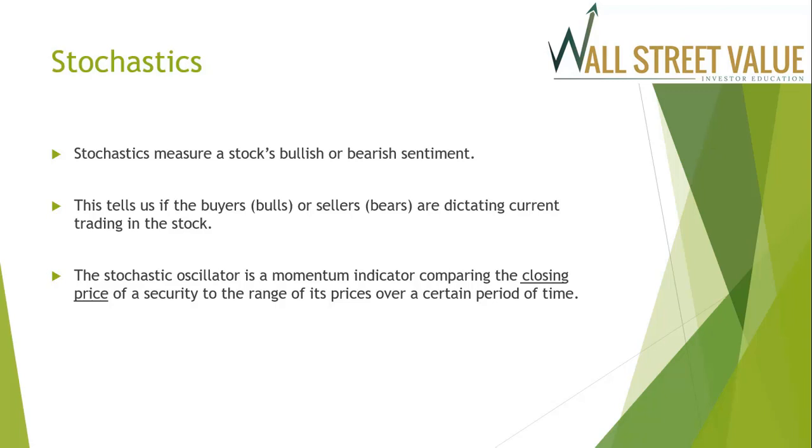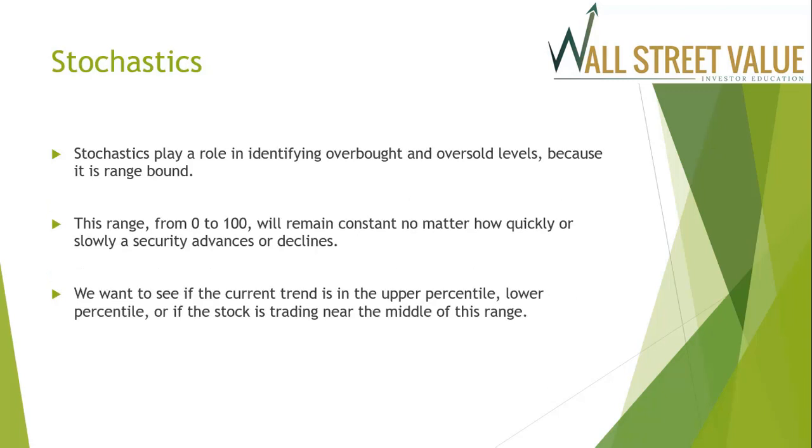Next is stochastics. This is a measure of a stock's bullish or bearish sentiment. This tells us if the buyers, also known as the bulls, or sellers, also known as the bears, are dictating current trading in the stock. The stochastic oscillator is a momentum indicator comparing the closing price of a security to the range of its prices over a certain period of time.